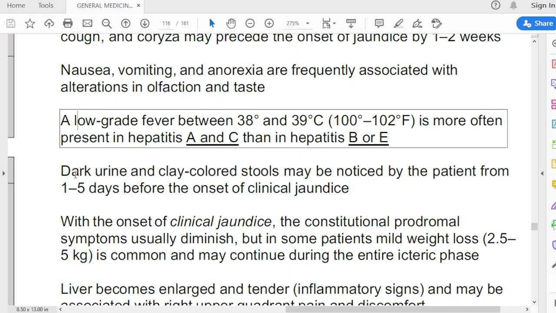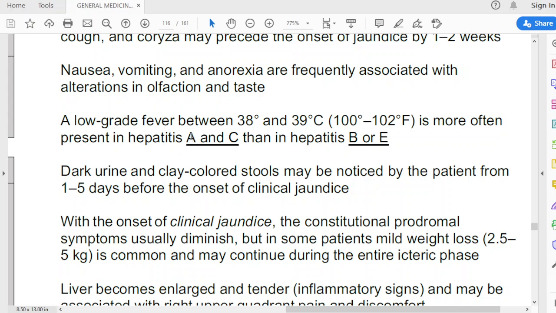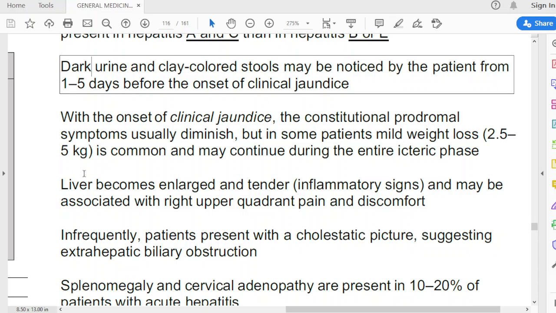A low-grade fever between 38 and 39 degrees Celsius, 100 to 102 degrees Fahrenheit, is more often present in hepatitis A and C than in hepatitis B or E. Dark urine and clay-colored stools may be noticed by the patient from 1-5 days before the onset of clinical jaundice.